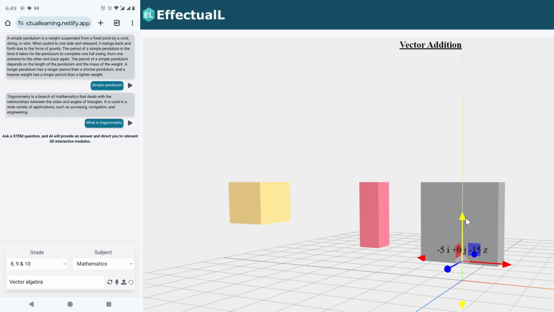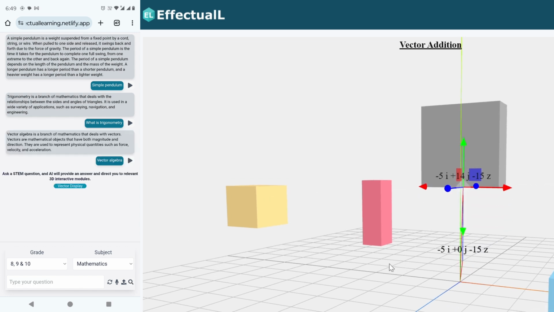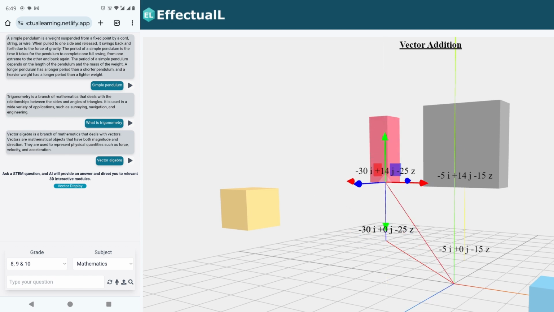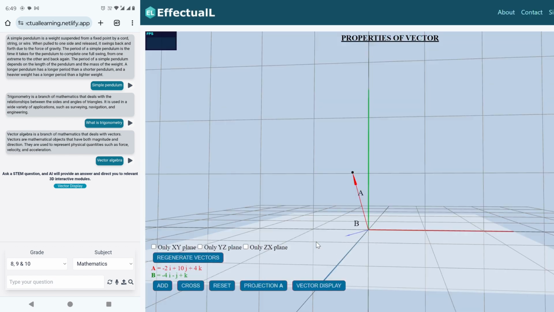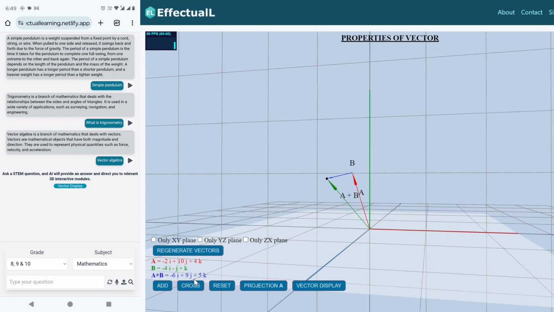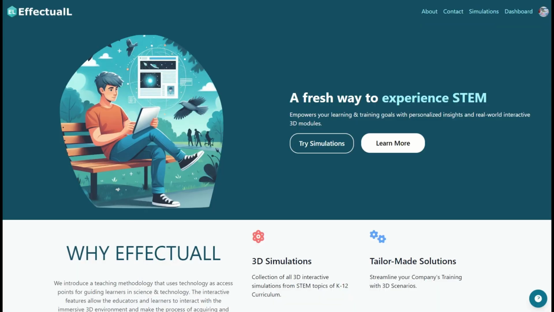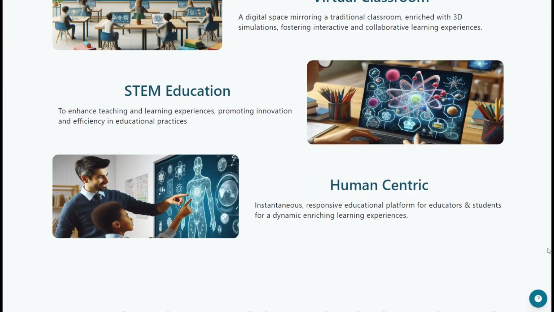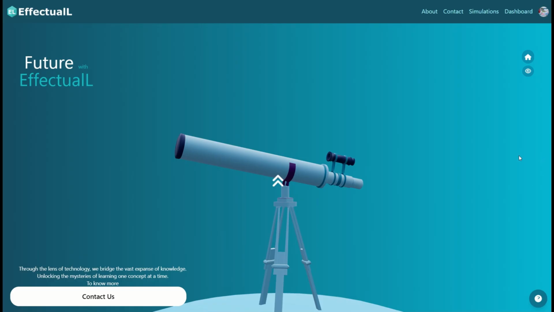Vector algebra, an interdisciplinary field connecting mathematics and physics, offers a robust framework for analyzing physical quantities by their magnitude and direction. It effectively bridges the gap between abstract mathematical concepts and real-world physical phenomena. Explore our site, effectuall.com, to dive deeper into vector displays and vector algebra.